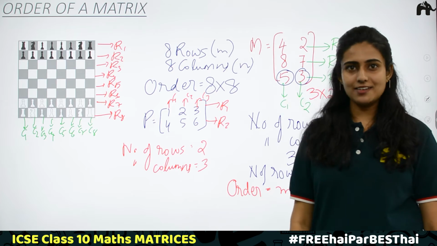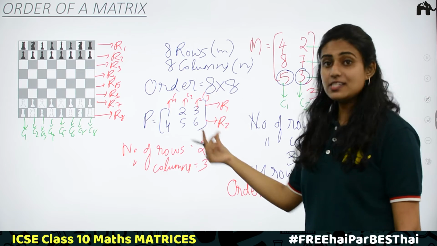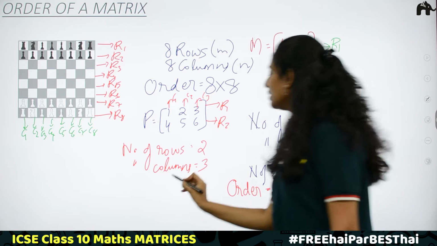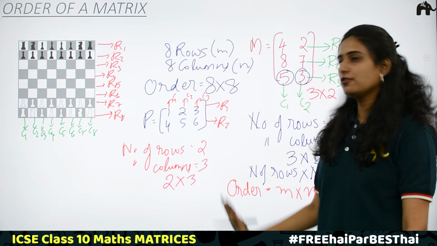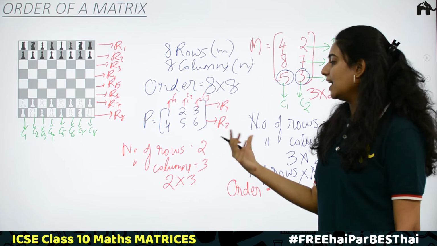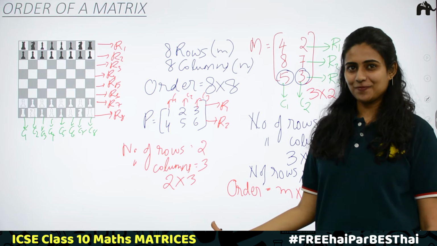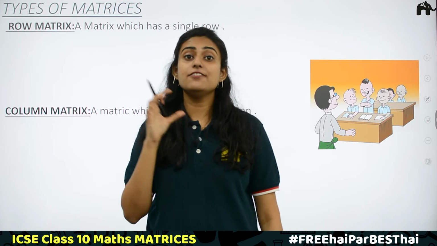Then what is the order? 2 rows and 3 columns. Order will be 2 by 3. Number of rows by number of columns. Understood? Now, if you get any matrix, you can find the order, right? Yes. Next, we'll understand different types of matrices.